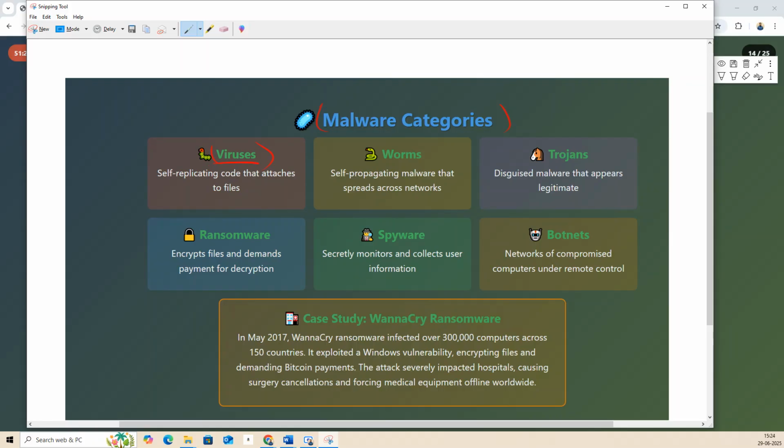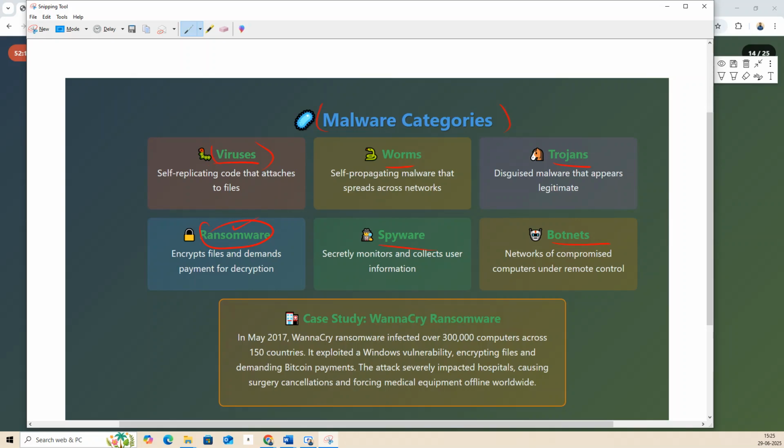Viruses attach themselves to legitimate files and spread when those files are shared. Whereas worms self-propagate across networks without human intervention. And Trojans disguise themselves as legitimate software. Spyware secretly monitors and collects information. And botnets turn infected computers into remotely controlled armies. But ransomware is a category that's keeping every CEO and IT director awake at night.